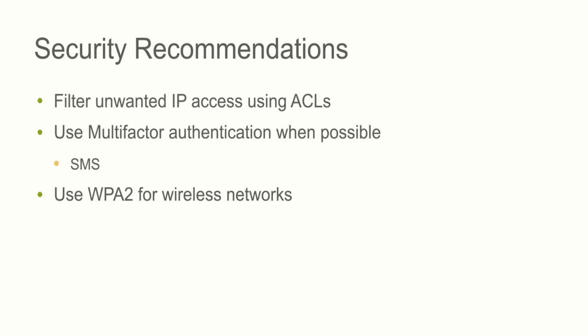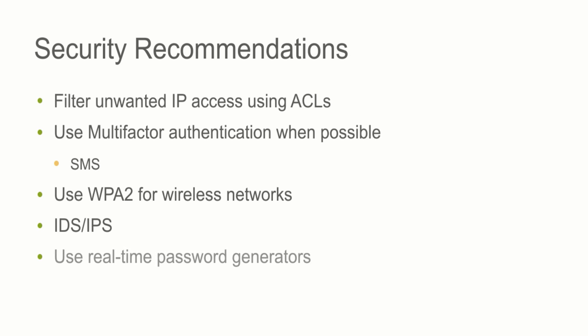We want to use WPA2 for our wireless networks. Avoid using WEP. Whenever we have the ability, use IDS and IPS to help us detect access attacks that are in progress. Oftentimes we need to remember that these are going to be based on known network attack signatures. However, having these devices in place is going to help us see things that we normally might miss. We also want to use real-time password generators that are going to generate strong passwords for us. There are a number of them that are commercially available.